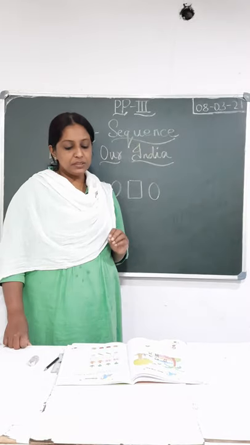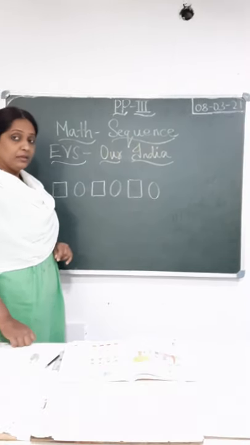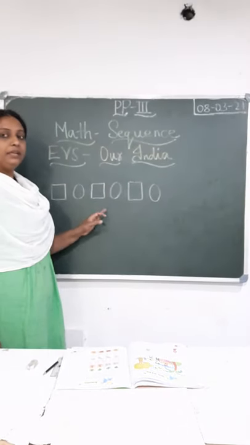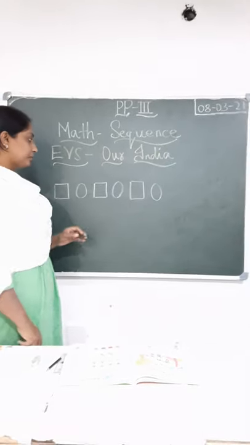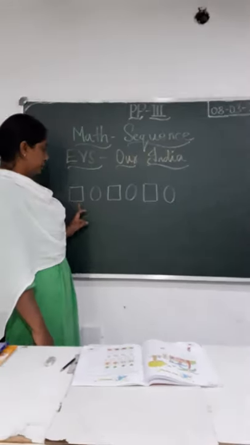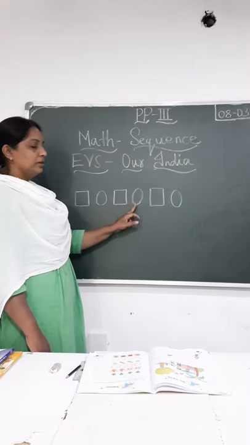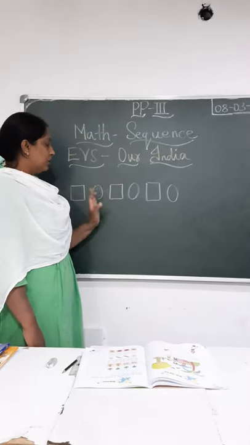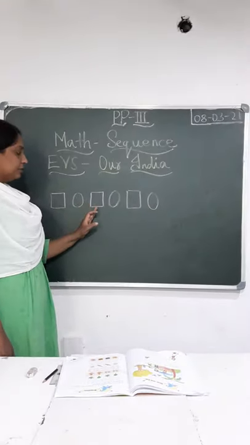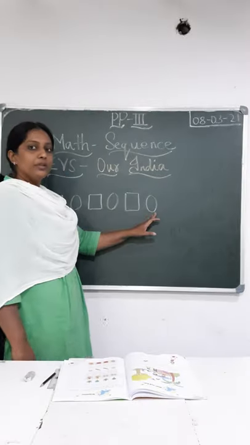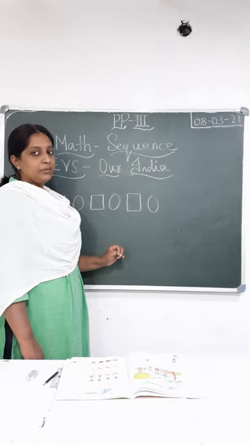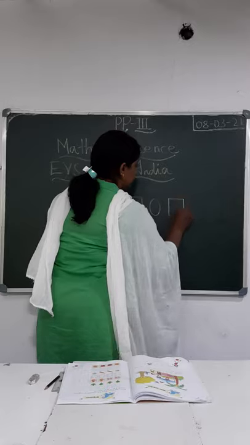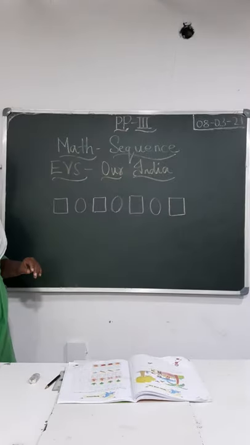So in sequence, what is sequence? We're going to learn about what is sequence. Sequence is arrangement of a certain particular pattern in a particular order. Now if you see here on the board, I've got a square, a circle, square, a circle, square, and a circle. So they are arranged in a particular order. So after a square, it is a circle. So at the last, I've got a circle. So what should be the next sequence after the circle? Yes, it should be a square. So this arrangement of patterns is called as sequence.